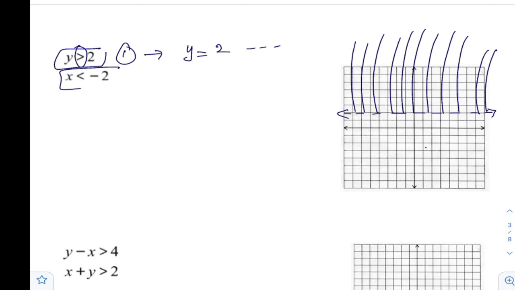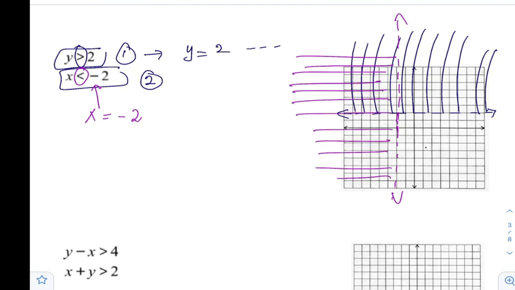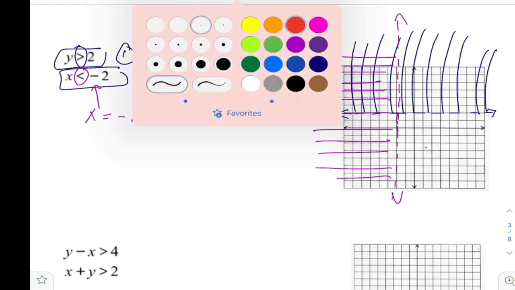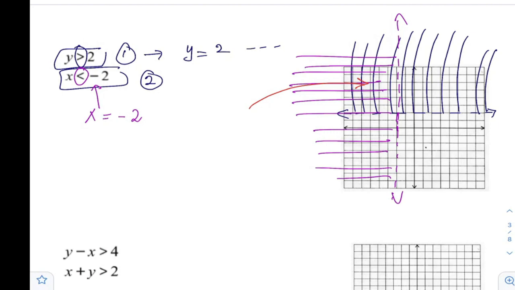The second one, if you remember, it's a vertical line. This vertical line passing through -2. So the boundary line is x equals -2. You go to -2, and this is your vertical line. And it's also a dotted line. Now, where to shade? If x is less than -2, the shading will be here. And it is very clear here that the solution is the region where both colors are available. So here, this is my solution.